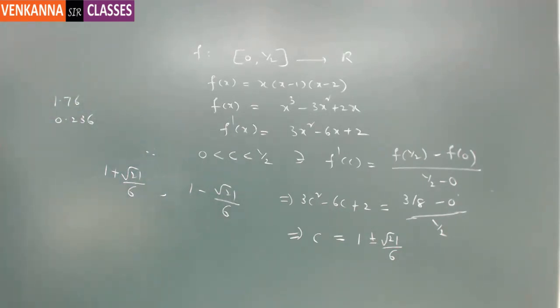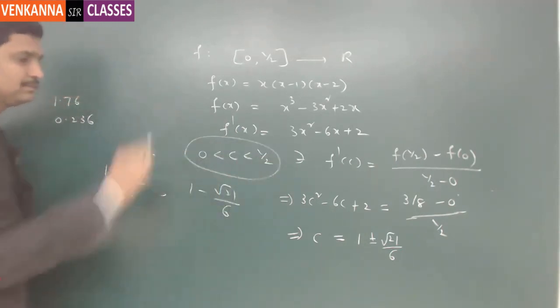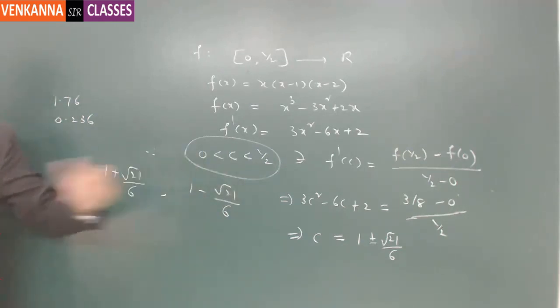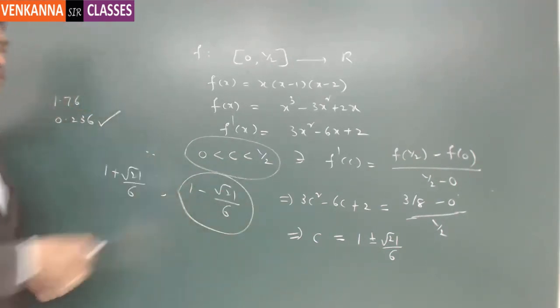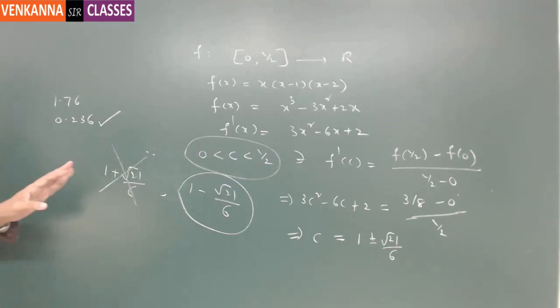Since the value of C is lying within the interval, C must be bigger than 0 and smaller than half, that is 0.5. You should go with the value 0.236, nothing but 1 minus root 21 by 6 that we choose. So we neglect the other value, even though we get two values for C, right? So this was the conclusion of the problem.